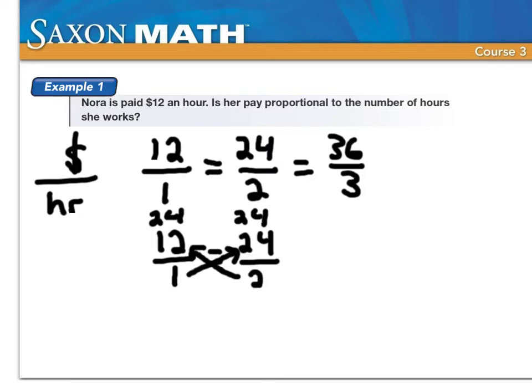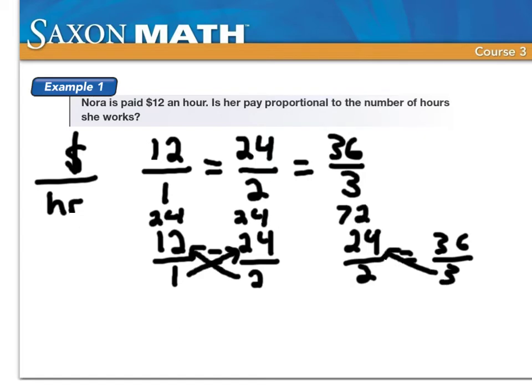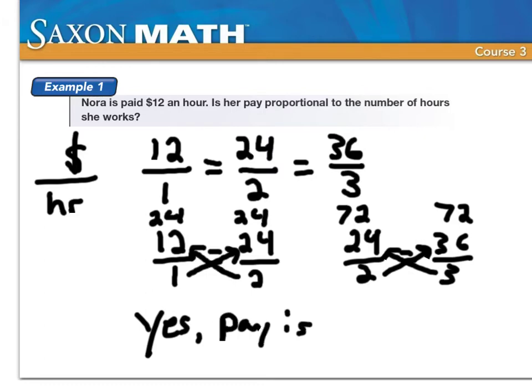Well, same thing. I could compare 24 over 2 to 36 over 3 by using cross products. Well, 3 times 24 is 72, and 2 times 36 is also 72. And these two things are equal to each other. So the answer is yes, her pay is proportional.